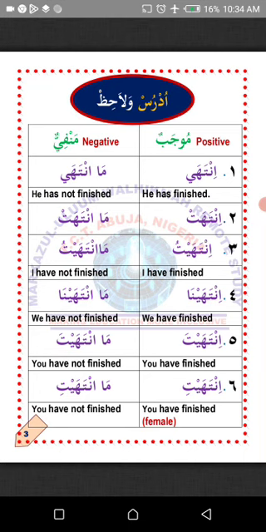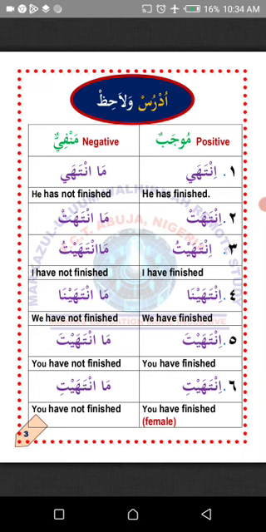Ithnan, number two. Intahat, she has finished. Mantahat, she has not finished. Thalatha, number three. Intahaitu, I have finished. Mantahaitu, I have not finished. Arba'a, number four. Intahayna, we have finished. Mantahayna, we have not finished.